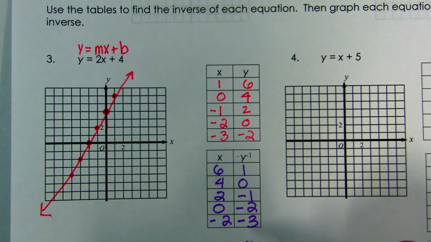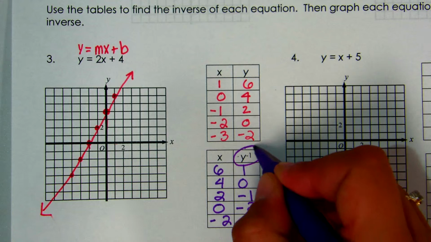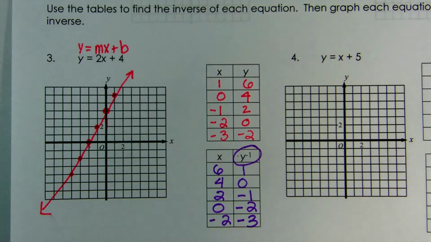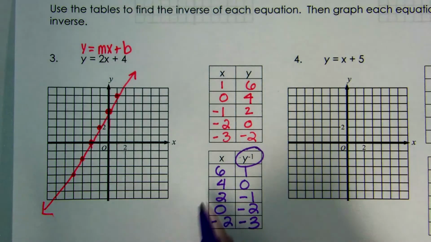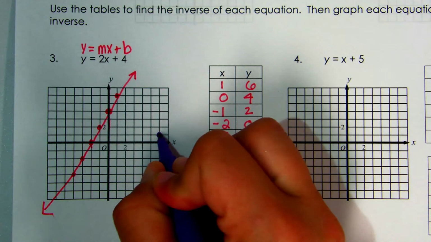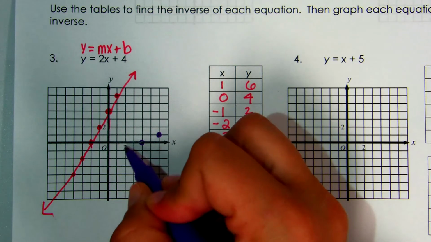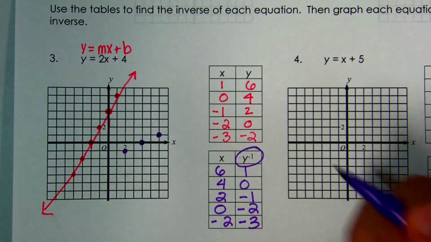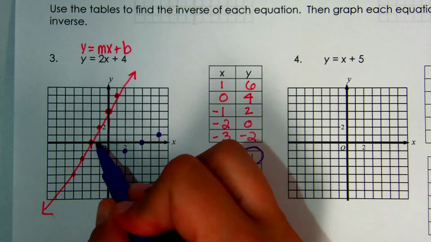From this point, I now have the inverse points so that I can graph the inverse of the equation like it asked me to. Side note, y to the -1 power means y inverse, so the points for my inverse equation. I'm going to plot these points on the same graph, 6, 1, 4, 0, 2, -1, 0, -2, and -2, -3.